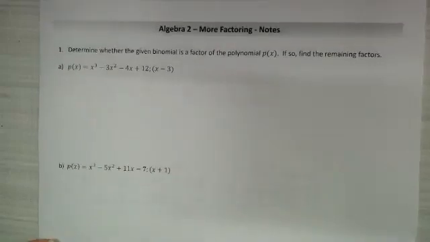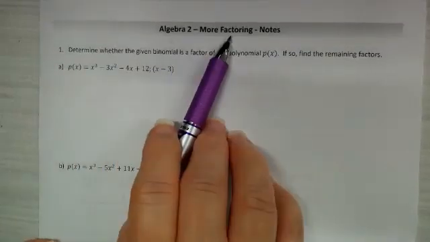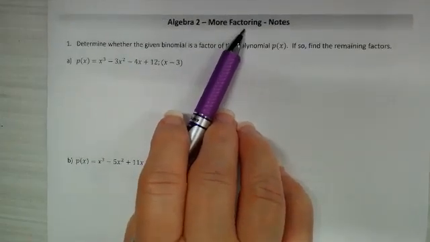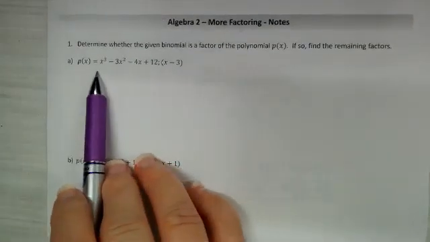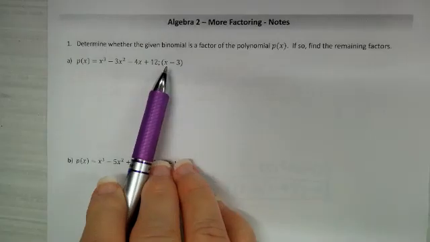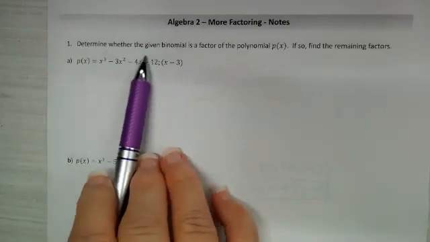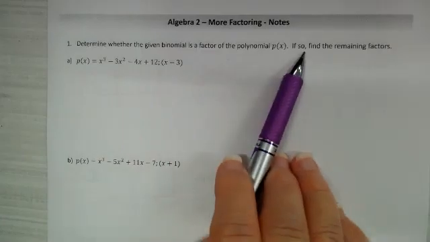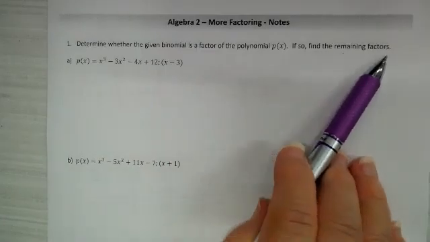This one is going to be our final lesson on factoring for this unit. So we're going to take all the skills we've learned and use them in a new way. We started this in the last lesson. Determine whether the given binomial is a factor of the polynomial. If so, find the remaining factors.